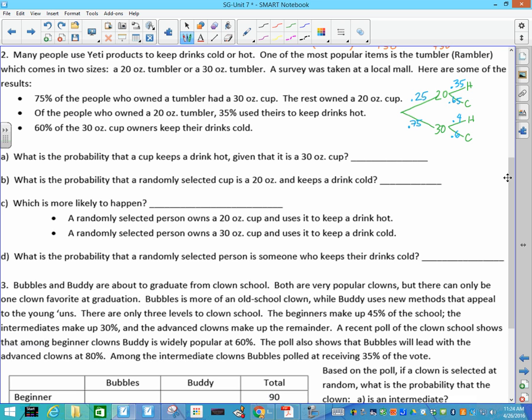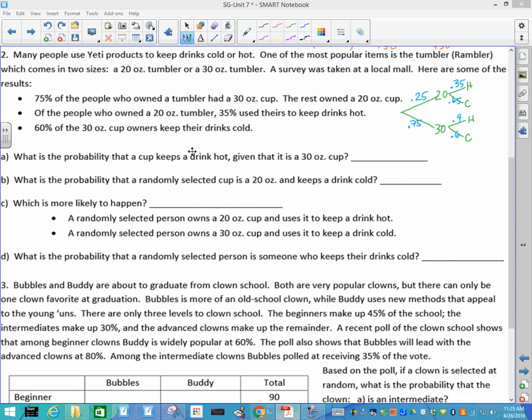Okay, so you have your tree diagram, and the thing about this, when you do your tree diagram, that's enough to show me the work that you can answer the questions. And the only one that you multiply to get an answer is if you are asking an and question. This is an answer to a given problem. Given you bought a 20-ounce cup, what's the probability you're going to keep your drinks hot?